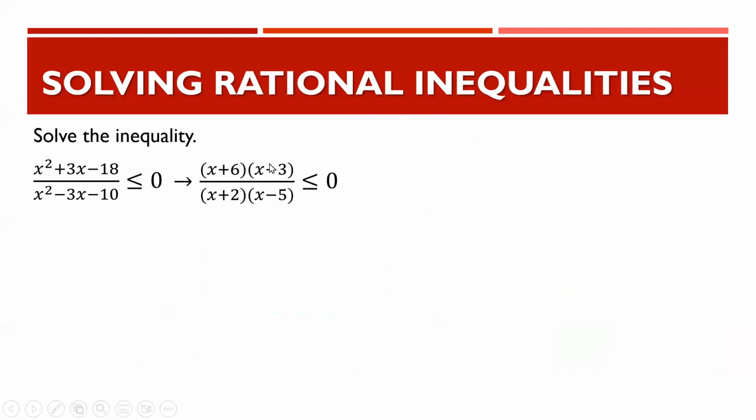Our numerator factors into x plus 6 and x minus 3, because the two numbers that multiply to -18 and add to +3 are 6 and -3. Then our denominator factors into x plus 2 and x minus 5, because the two numbers that multiply to -10 and add to -3 would be 2 and -5.